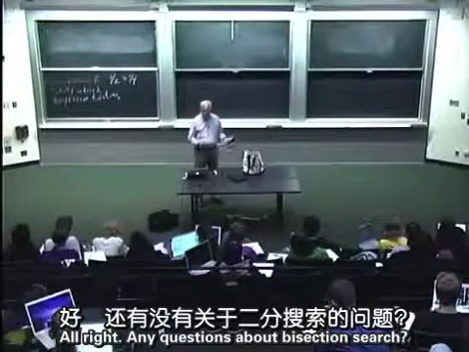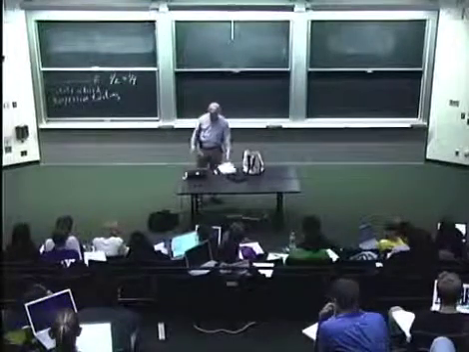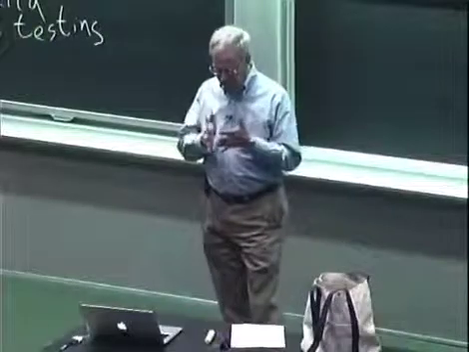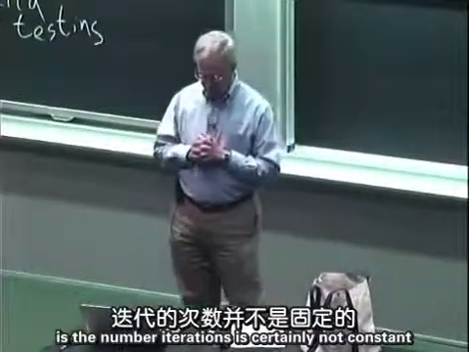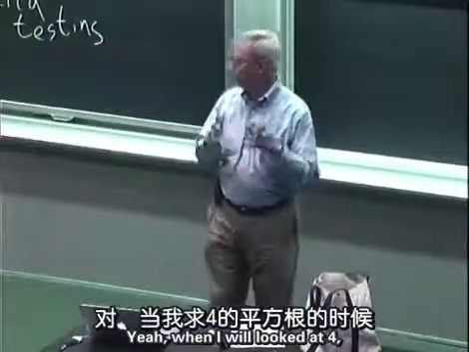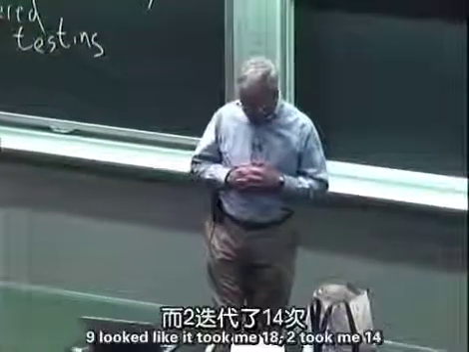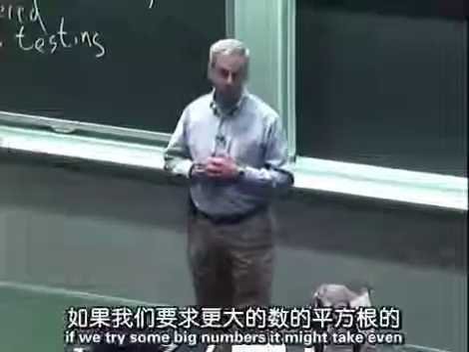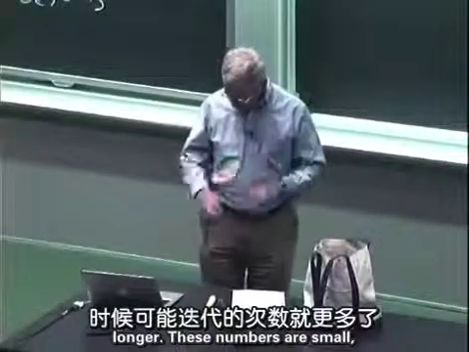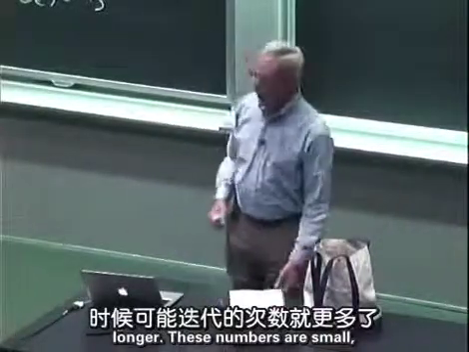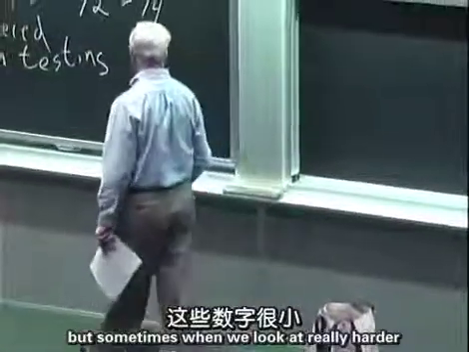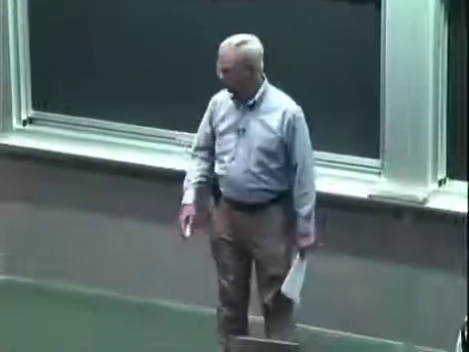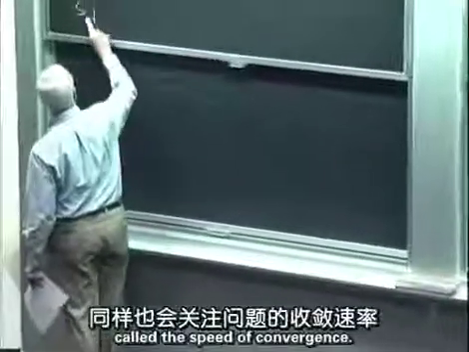All right, any questions about bisection search? Well, one of the things I want you to notice here is the number of iterations is certainly not constant. When I looked at 4, it was a nice number like 1. 9 looked like it took me 18. 2 took me 14. If we try some big numbers, it might take even longer. These numbers are small, but sometimes when we look at really harder problems, we get ourselves in a position where we do care about the number of iterations, and we care about something called the speed of convergence.